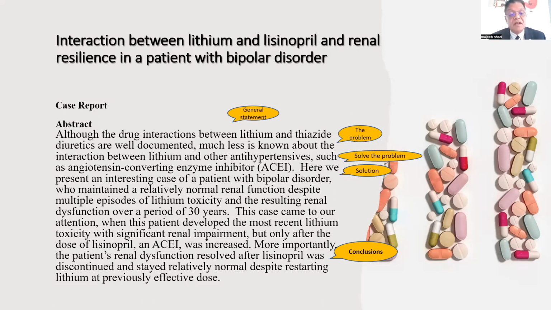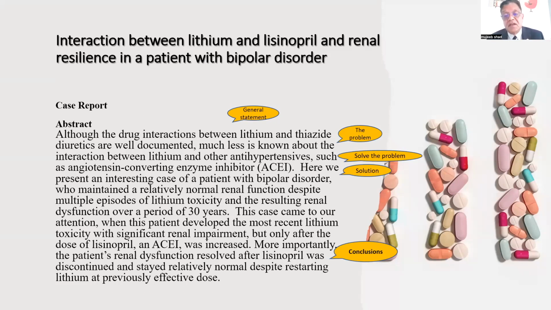This case came to our attention when this patient developed the most recent lithium toxicity with significant renal impairment, but only after the dose of lisinopril was increased. More importantly, the patient's renal dysfunction resolved after lisinopril was discontinued and stayed relatively normal despite starting lithium at the previous effective dose. So that's how you do it.